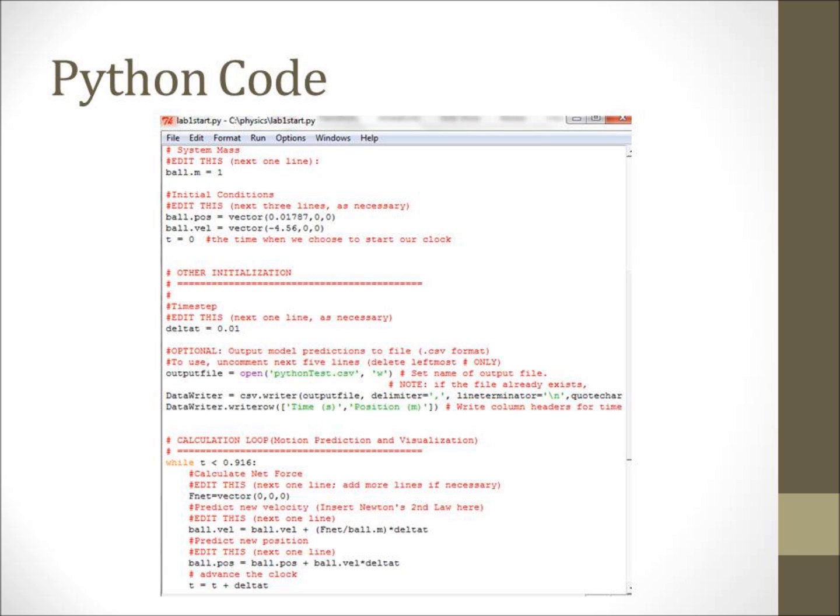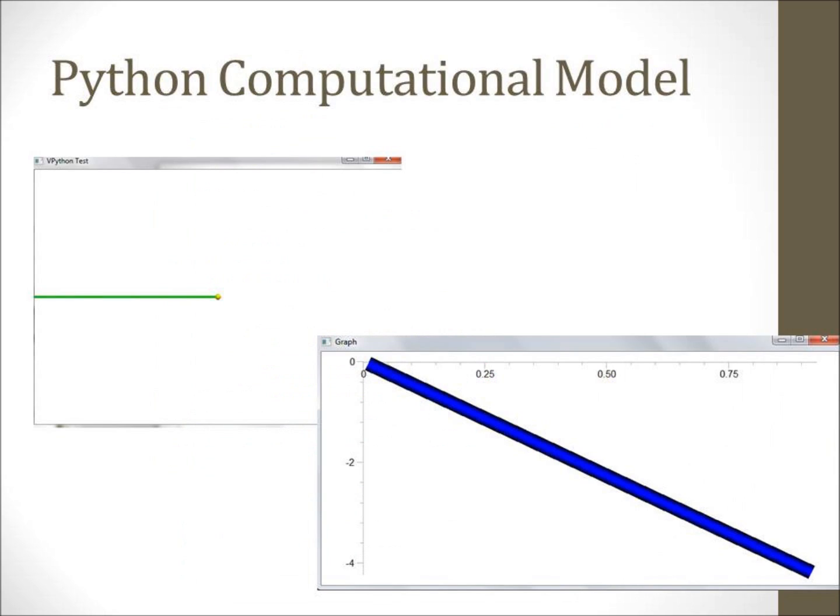I set the net force equal to a vector quantity of 0, 0, 0, and coded Newton's second law stating that the final velocity of the ball is equal to the initial velocity of the ball plus net force divided by mass times delta t. In order to find the new position at different time intervals, I also coded that the new position of the ball is equal to the initial position of the ball plus the velocity of the ball times delta t. From this code, I was able to produce a computational model.